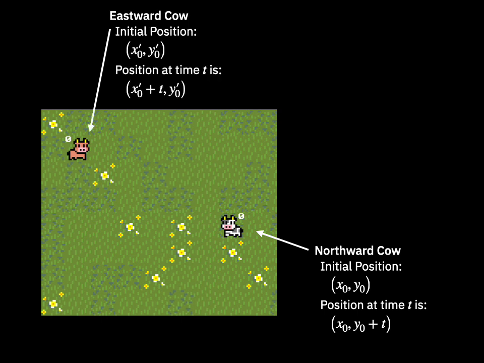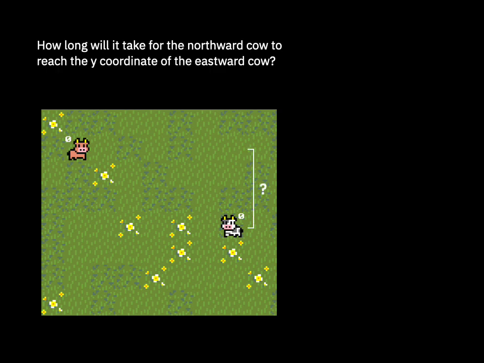Now let's say that the initial position of the eastward cow is x prime 0, y prime 0. Since it is moving at 1 cell per hour eastwards, again unless it is blocked, which we'll ignore for now, after t hours its x coordinate will be x prime 0 plus t. Then, the first question we should ask ourselves is, how long will it take for our northward cow to reach the y coordinate of the eastward cow? Of course, that will just be the difference between the y coordinates of the two cows.